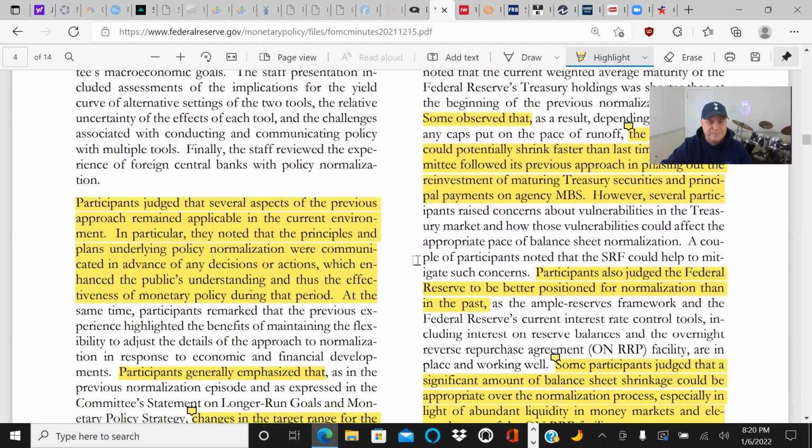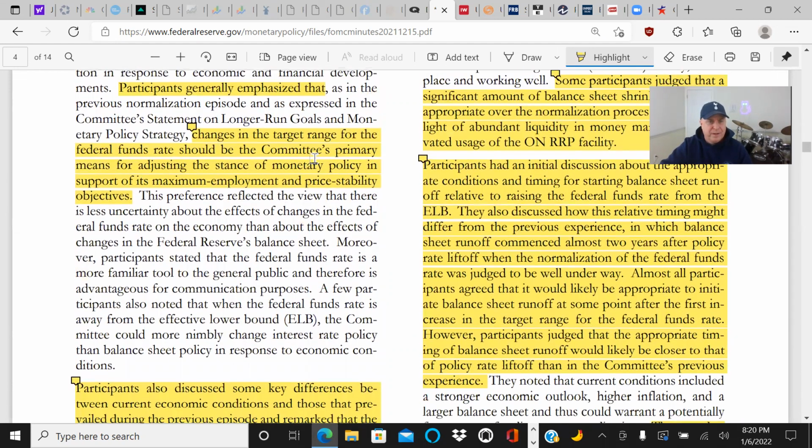All right, let's get to some monetary policy. So this here says that changes in the target range for the federal funds rate should be the committee's primary means for adjusting the stance of monetary policy in support of its maximum employment and price stability objectives. Basically, what they're saying is that they weren't going to worry about inflation until we had maximum employment. They would let inflation get out of control because they're like, you know what, we're going to keep pumping money into the economy until we have full employment. We'll worry about inflation when we get there, but right now we need full employment.